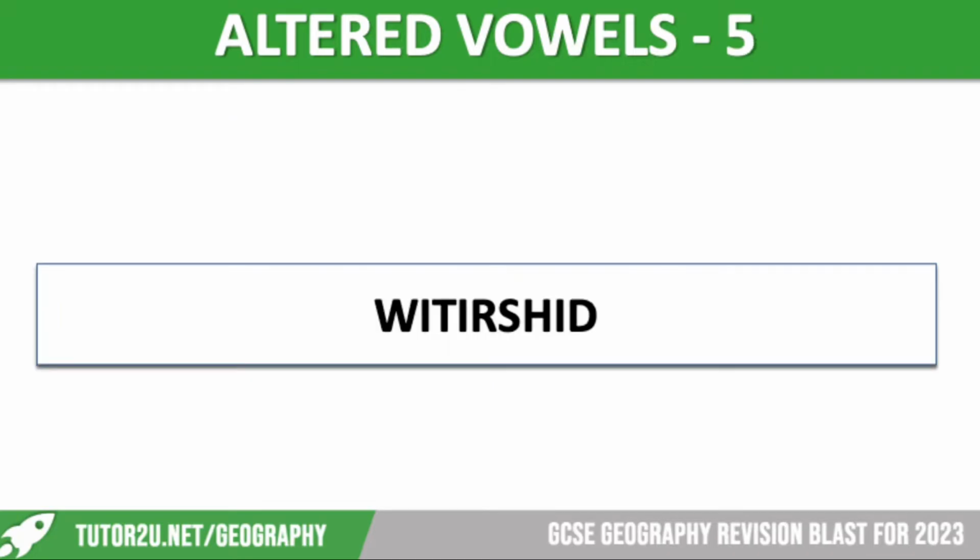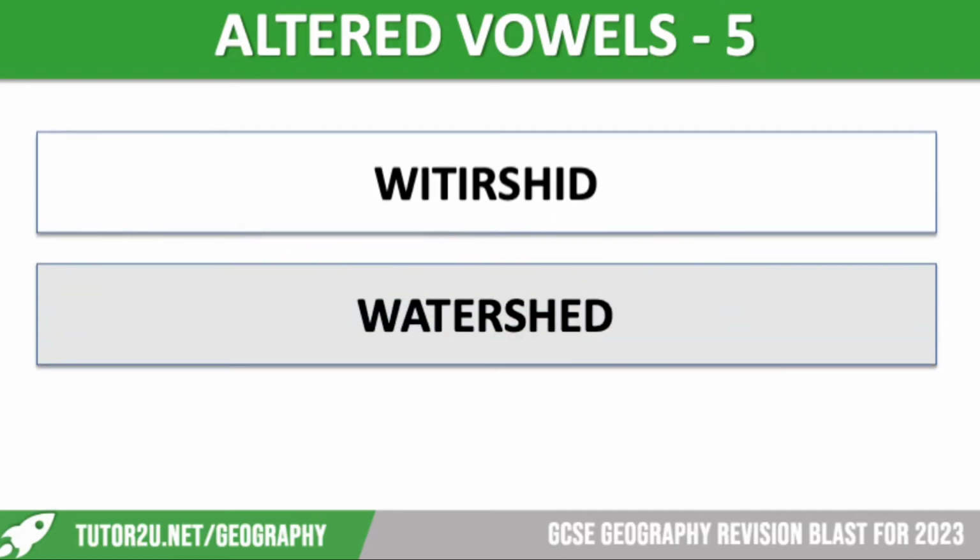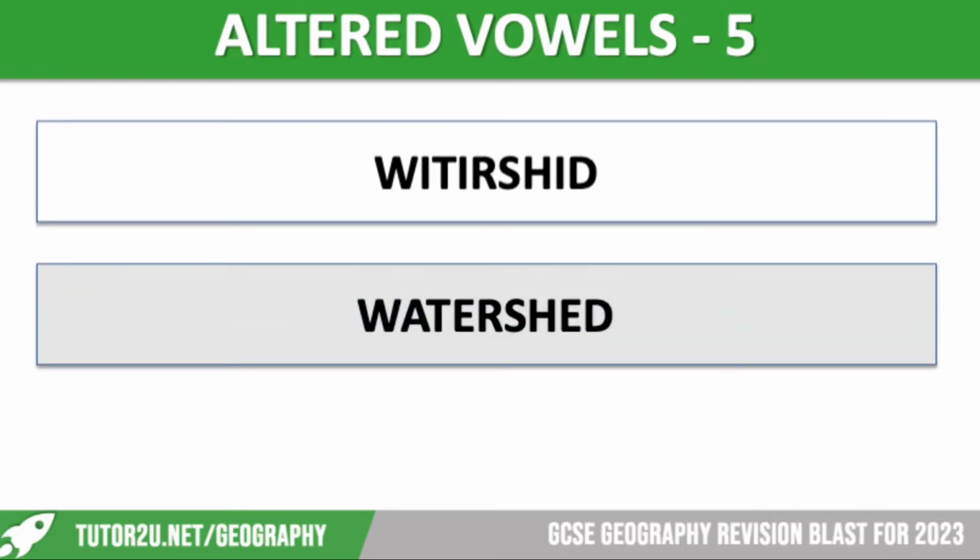And then we have number 5. So this one is not tricky in terms of being able to recognise what the word is, but again, it's one of those key terms that we often forget. Let's have a look at what it is. It is the watershed. It's the area of highland that separates two drainage basins.